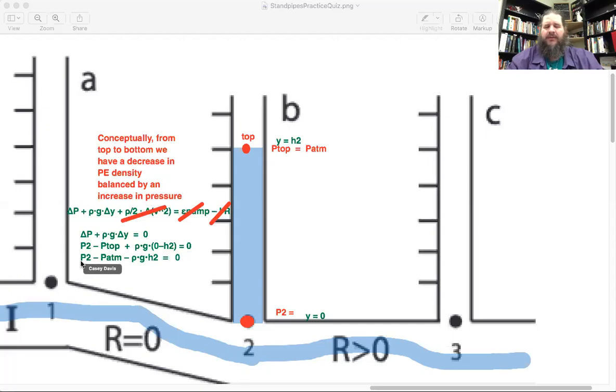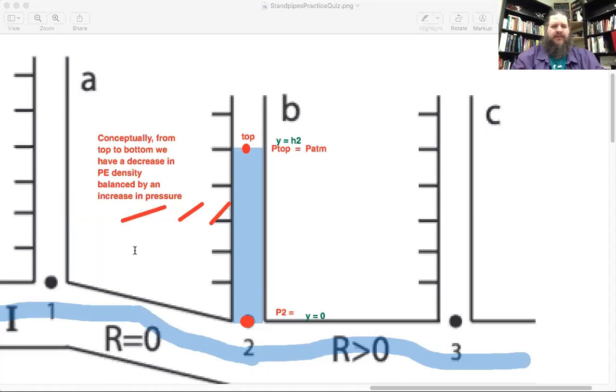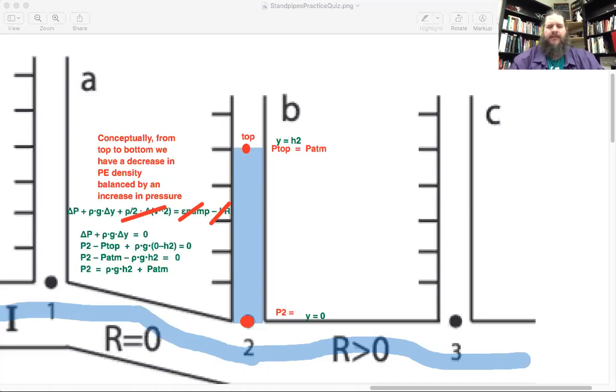And then to solve for pressure 2, what do we need to do? How would we isolate pressure 2 here? Yeah, add these other terms to both sides. So we get pressure 2 equals rho times gravity times height 2 plus atmospheric pressure. So that's the pressure at the bottom. The pressure at the bottom is pressure of the atmosphere plus this extra rho g times height term, which means the more water is stacked above it, the higher the pressure at the bottom is. Any questions on the algebra of the Bernoulli equation so far there?